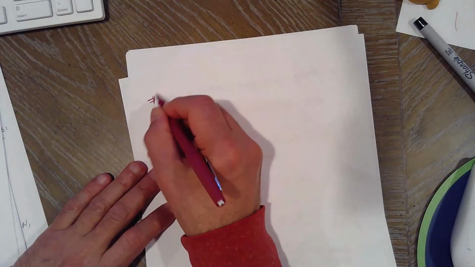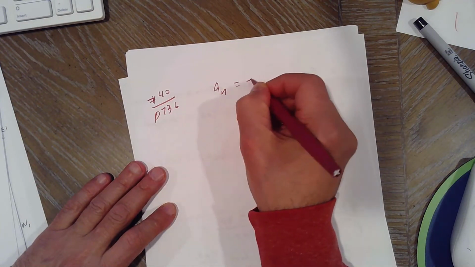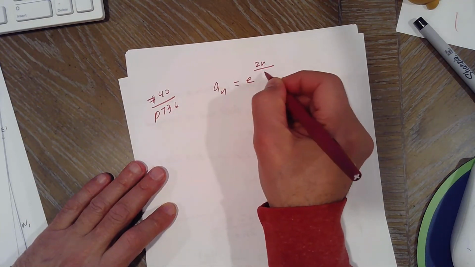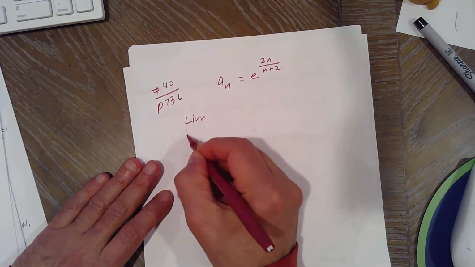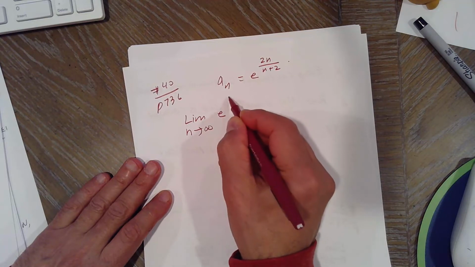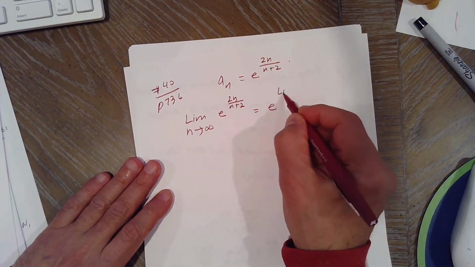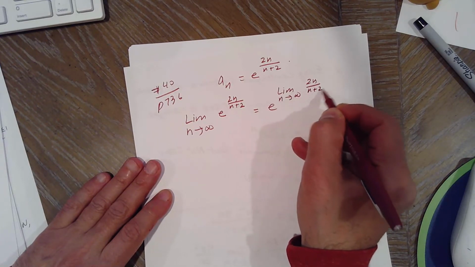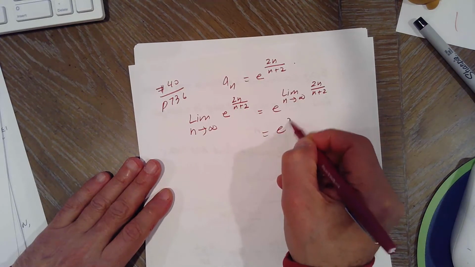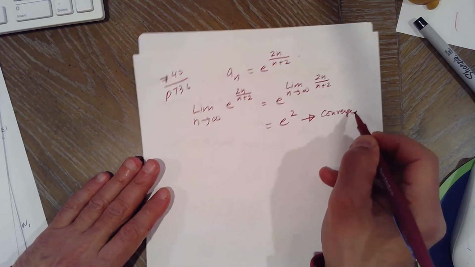Number 40, a_n equals e to the 2n over n plus 2. Again, let's find the limit as n goes to infinity of e to the 2n over n plus 2, which equals e to the limit as n goes to infinity of 2n over n plus 2. 2n over n is 2, so it's e squared, which converges. Okay.